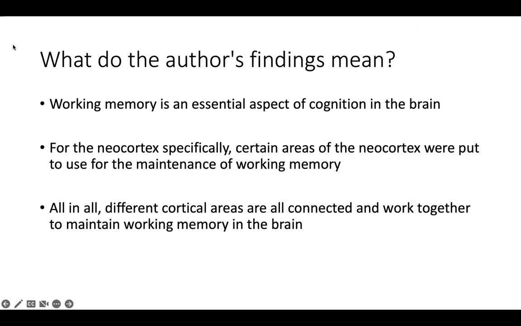And for what the authors' findings mean, we found that working memory is basically an essential aspect of cognition in the brain. So for the neocortex specifically, certain areas of the neocortex were put to use for the maintenance of working memory. And all in all, different cortical areas are all connected and work together to maintain working memory in the brain. So different kinds of neural activity are all needed to make sure working memory is functioning as it should.